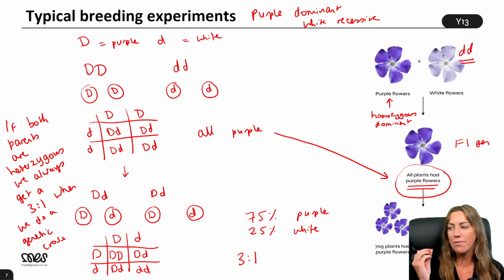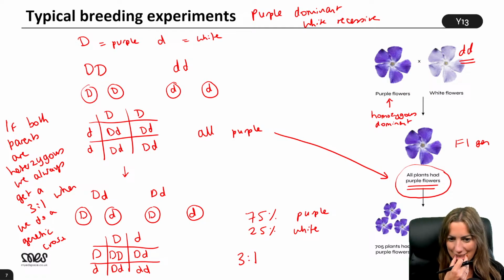Can I ask you a question? In reality, if we bred these plants, why might we not get a perfect 3-to-1 ratio in our offspring? If we actually bred these plants and looked at the offspring, why might it not be a 3-to-1 ratio, purple to white? Daisy says environmental factors. Possibly, but let's imagine that this trait is purely controlled by genetics. We still might not get a 3-to-1 ratio.